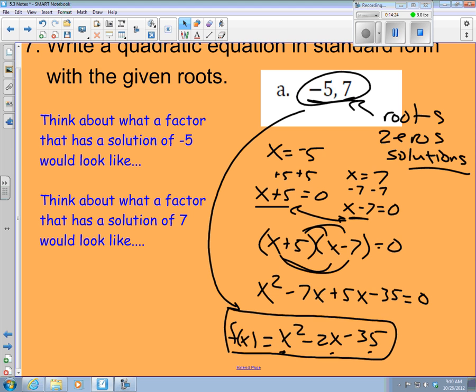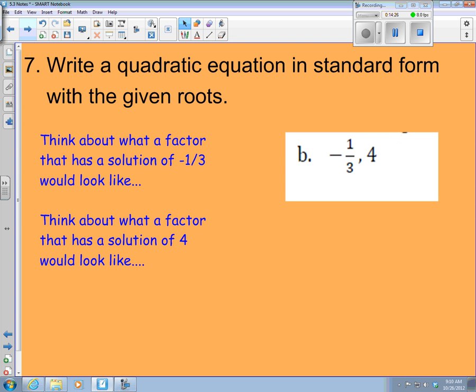And why don't you guys try this one? Now remember, the factor for the 4 is actually the opposite of 4, which is x minus 4. Negative 1/3. You guys see if you can figure that out, change that to a factor, multiply the two together, and we'll talk about that tomorrow.